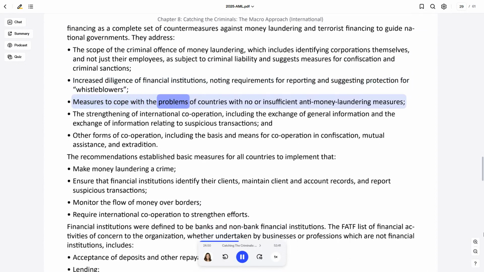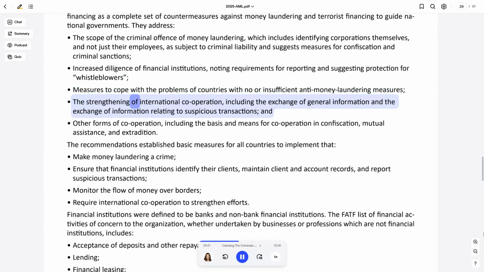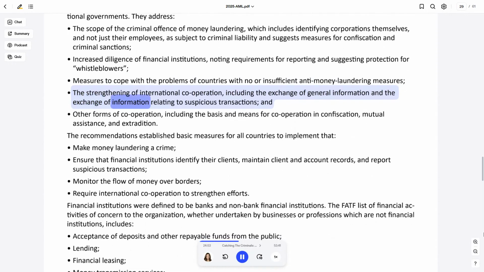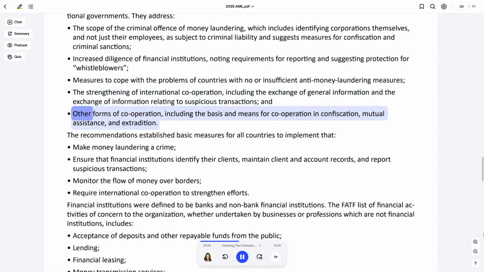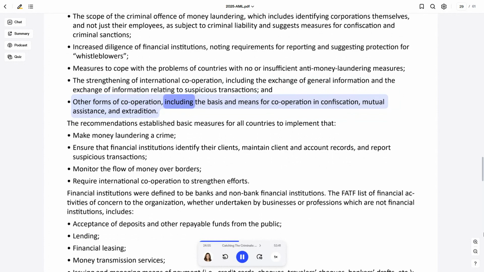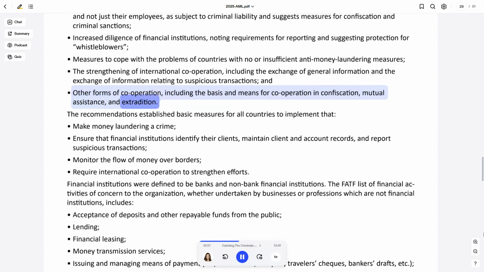Measures to cope with the problems of countries with no or insufficient anti-money laundering measures. The strengthening of international cooperation, including the exchange of general information and the exchange of information relating to suspicious transactions, and other forms of cooperation, including the basis and means for cooperation in confiscation, mutual assistance, and extradition.